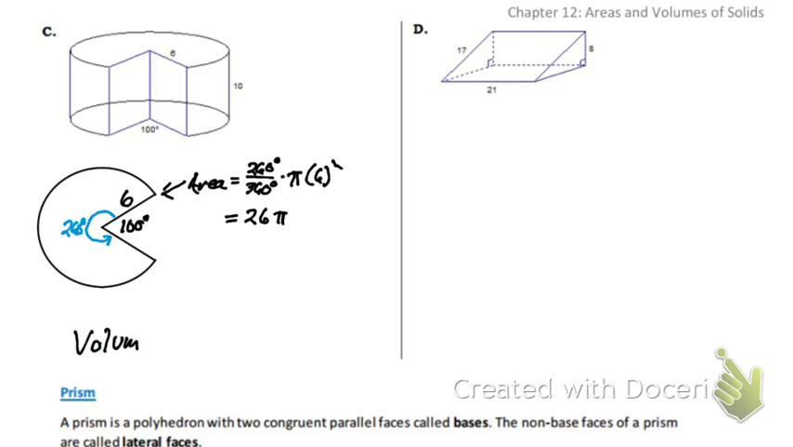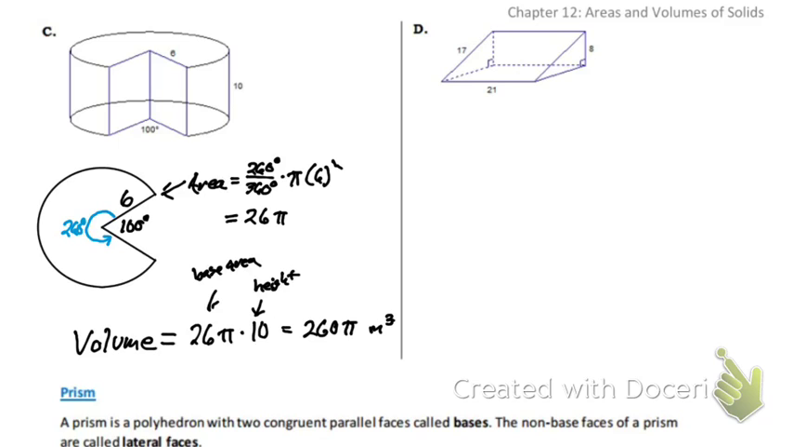So who can give me the volume of this entire shape then? Isaac? 260 pi, because our height was 10. So we do 260 pi times our height of 10. Remember, height is that 10. That 26 is our base area, which equals 260 pi. We didn't use meters yet. Let's go meters cubed.